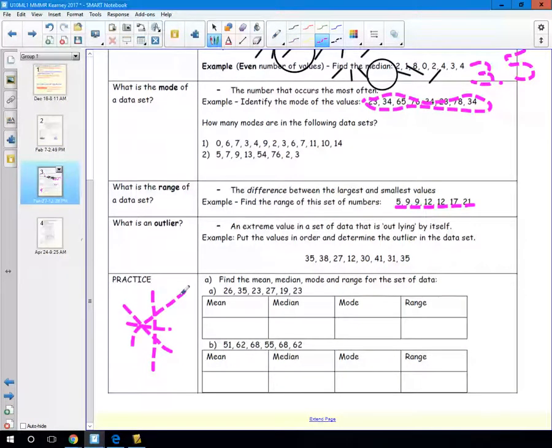So mean, add them up and divide by how many numbers, median the middle, mode the most, range is the high minus the low, and I can't wait to work with you when you come to my station.